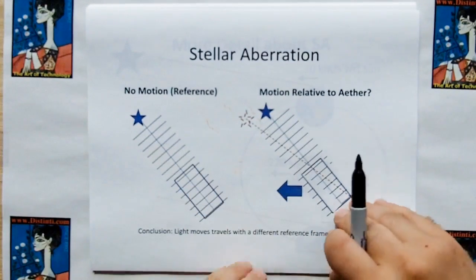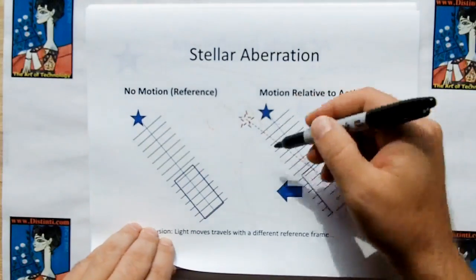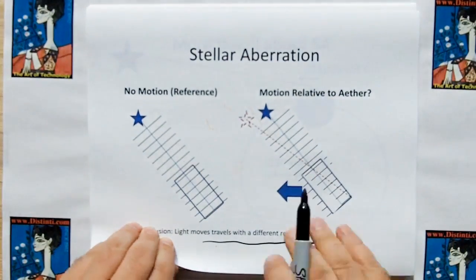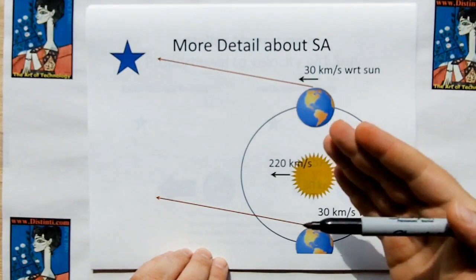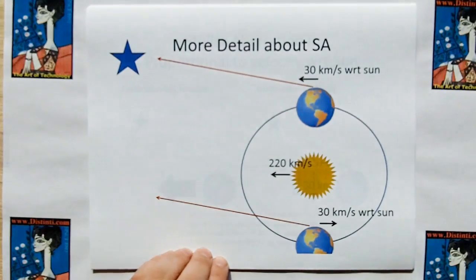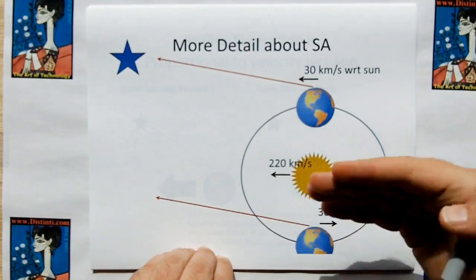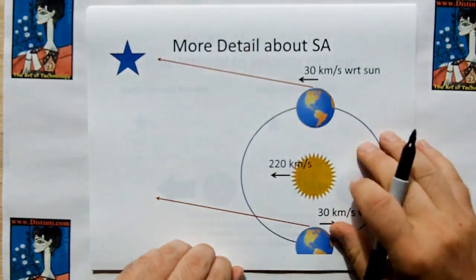But there's more to it than that. What they assumed with this is that light travels with a different reference frame, not necessarily its own reference frame. And so now they have a contradiction on their hands. Does the light move with the ether, or does the ether move with the Earth? I mean, is the ether stationary, or does the ether move with the Earth?